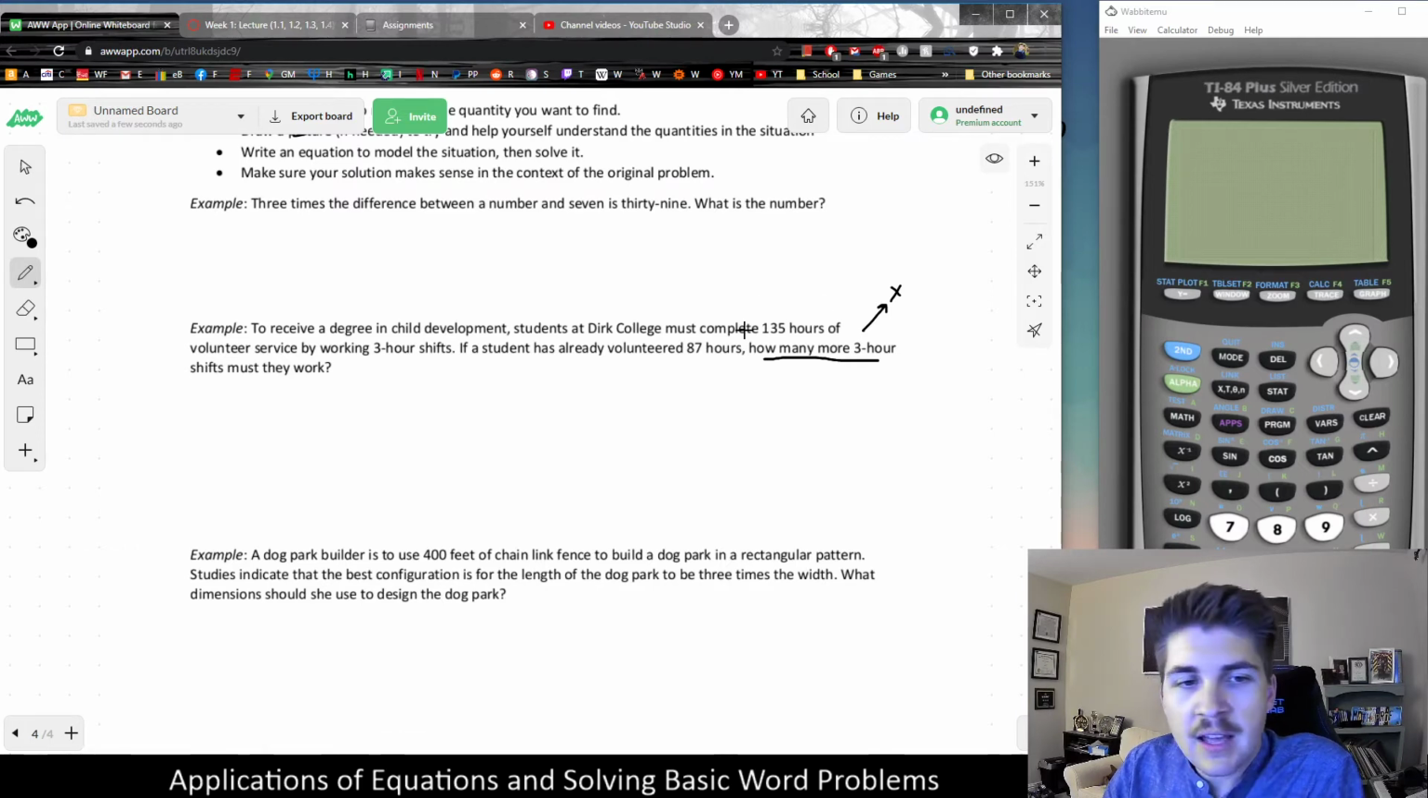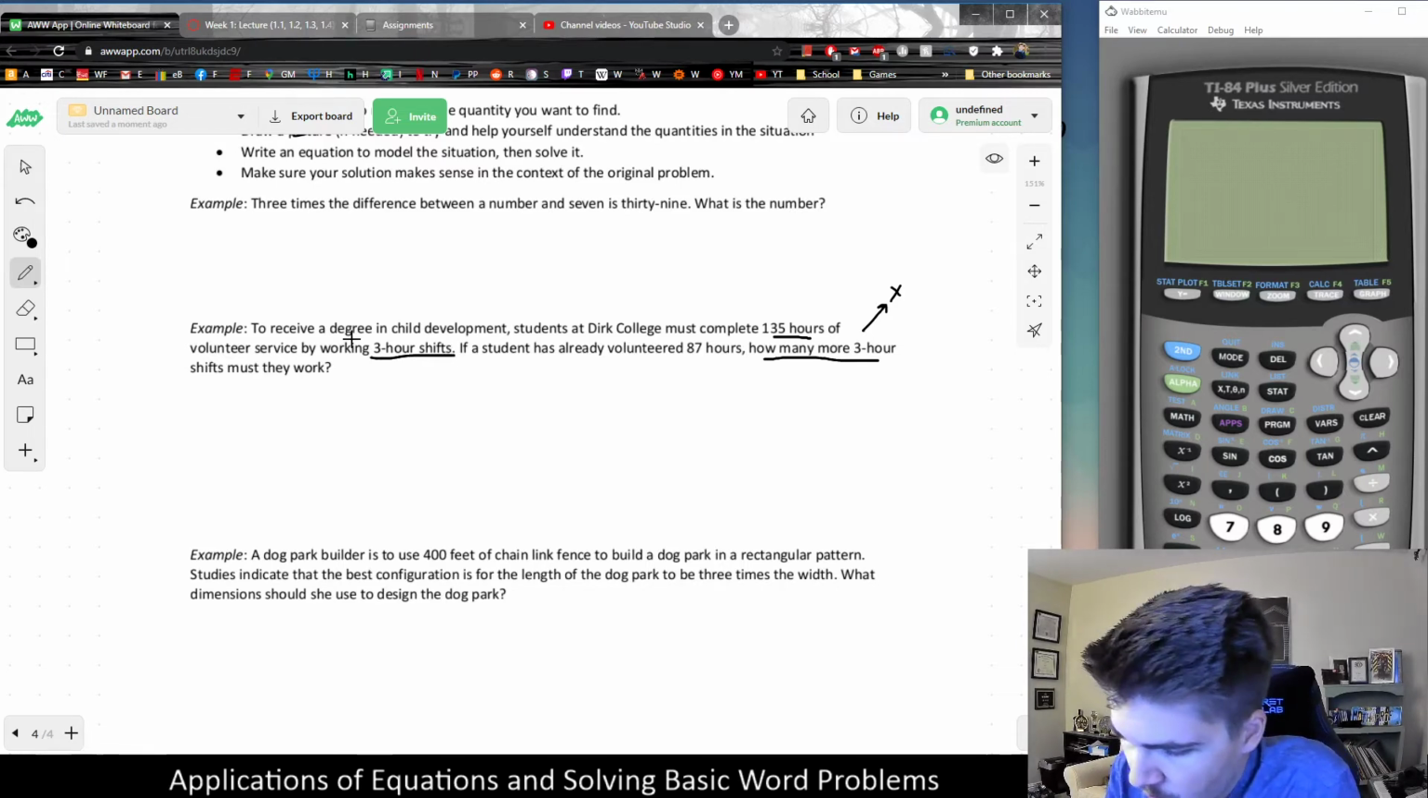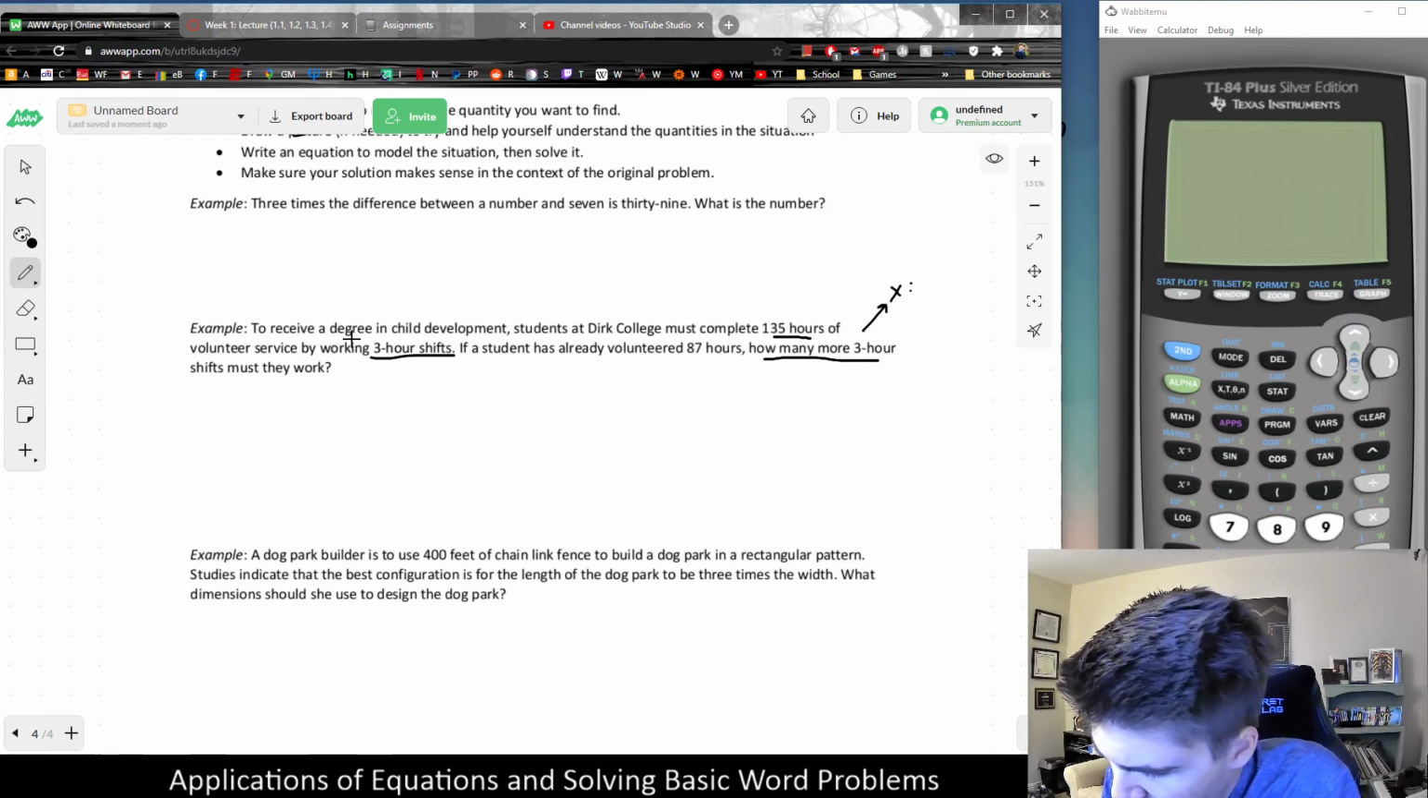And basically, I would try to write an equation using all the other information that I have. I know that I need to complete 135 hours of volunteer service by working 3-hour shifts. So if x is the number of shifts, and it's often helpful to actually write out what x represents in the context of your problem, x is assigned to be the number of 3-hour shifts.